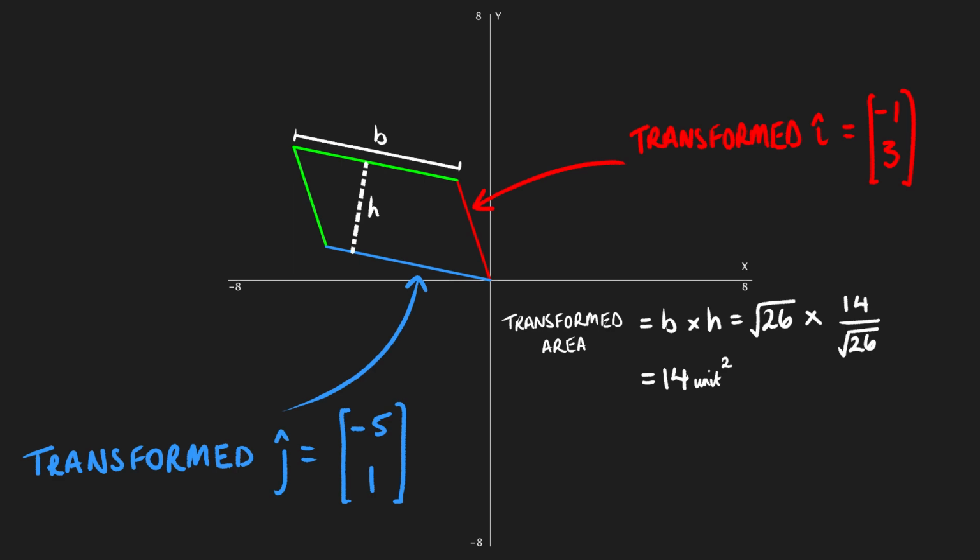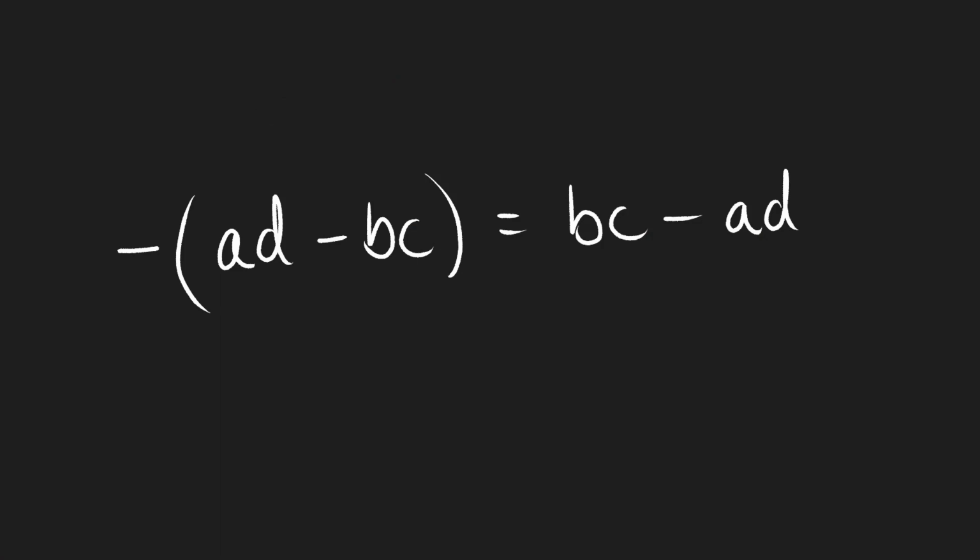The area of that parallelogram is equal to 14. And like I said, I'll do another video on the proof of this fact later on, but for now, let's move on to thinking about what a negative determinant would mean. Hopefully this negative determinant situation will shed some light on why it's AD minus BC as opposed to BC minus AD, because minus AD minus BC is equal to BC minus AD.